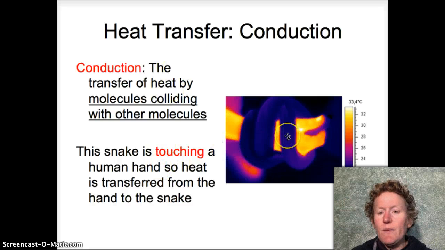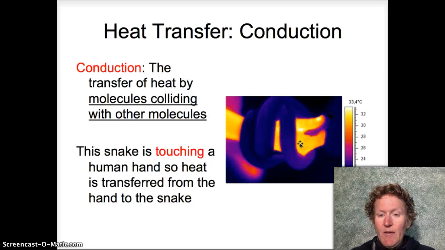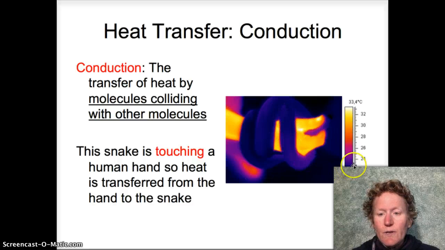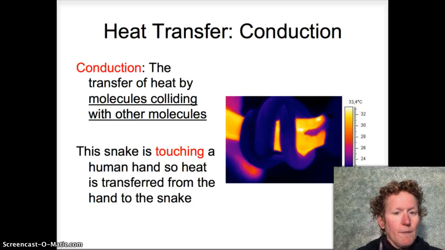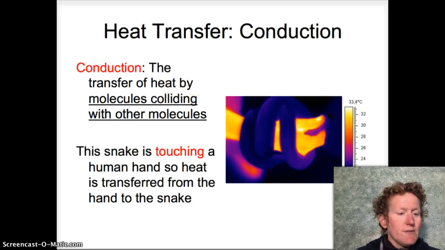And here there's a thermograph. That's a heat picture. Thermo means heat, graph means picture. The snake is touching a human hand, so the heat from the hand is going into the snake. And we can tell that because the snake is cooler. Here's the temperature scale right here. Dark purple means pretty cool, and yellow means pretty warm. So conduction, touching, is one way to transfer heat.